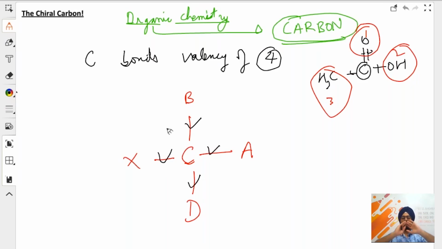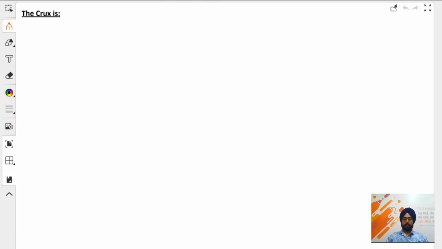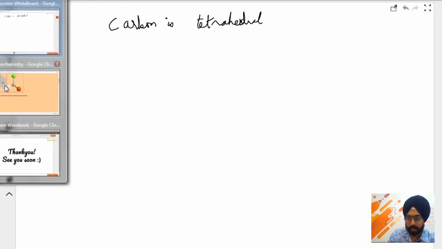When carbon is bonded to 4 different atoms, only then will we be able to see the condition of a chiral carbon. So the first thing required for a carbon to be chiral is that it should be bonded to 4 different groups. We will see how they are different. The second thing we need to see is that the carbon is tetrahedral in nature.